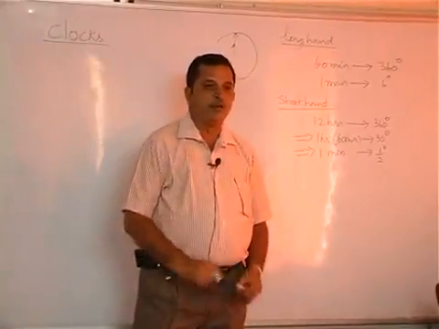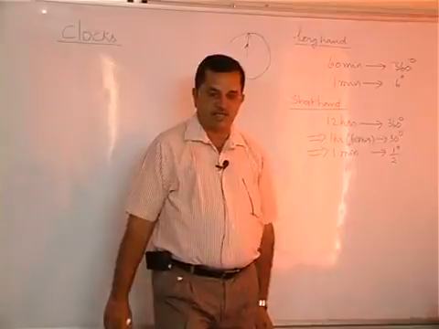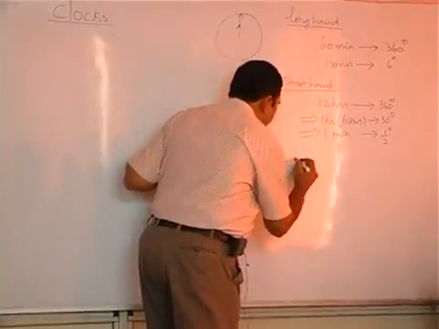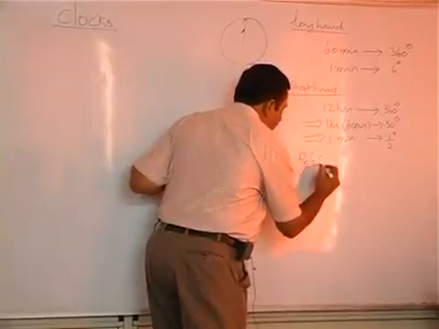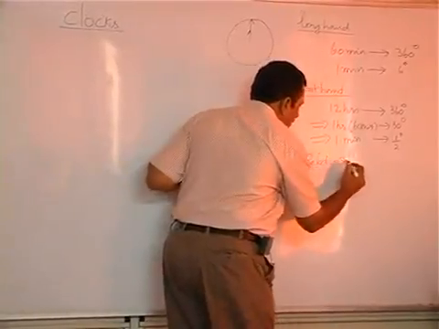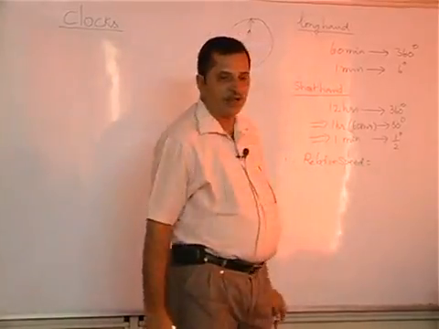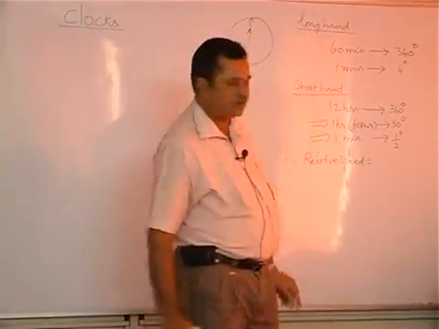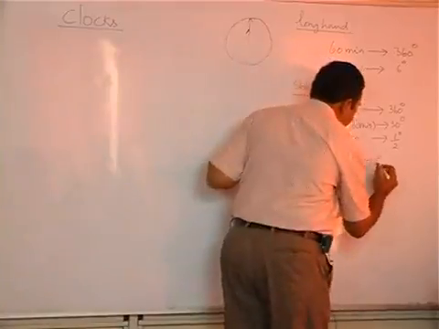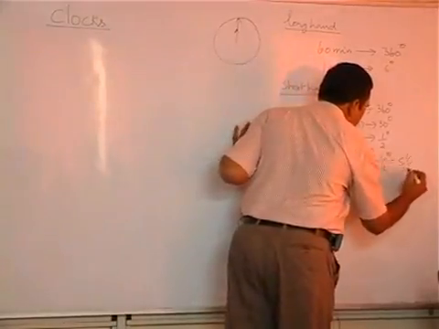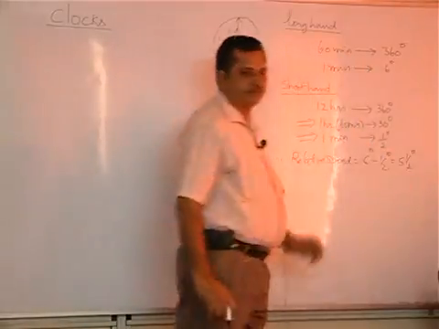Since both the hands are moving in the same direction, the relative speed is, therefore, equal to 6 degrees minus half degree, that is 5.5 degrees.